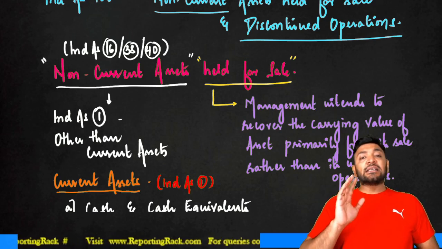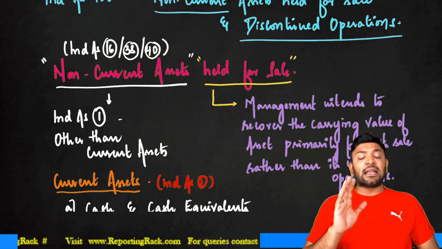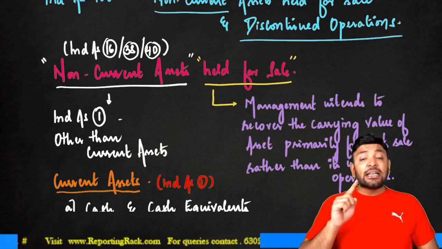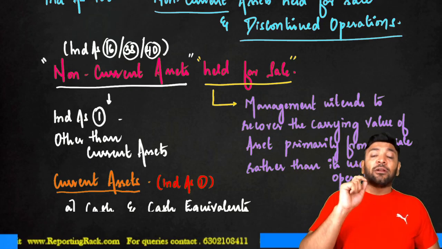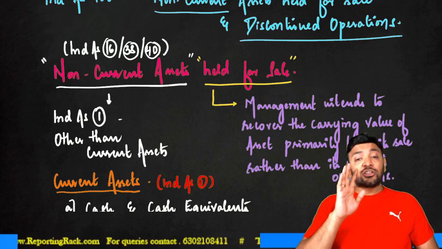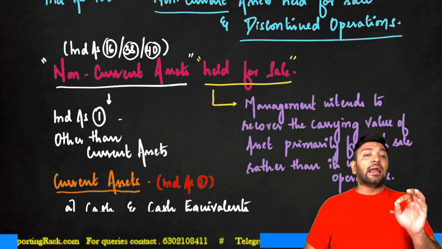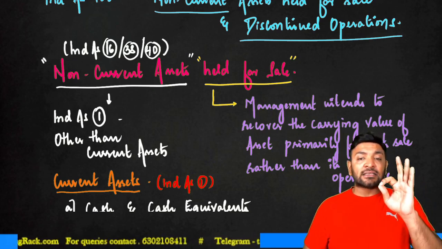So what is a non-current asset? An asset which is other than a current asset, for which the management intends to recover the carrying value of the asset primarily from the sale of the asset and not from its use. Then you can call any non-current asset to be classified as held for sale.